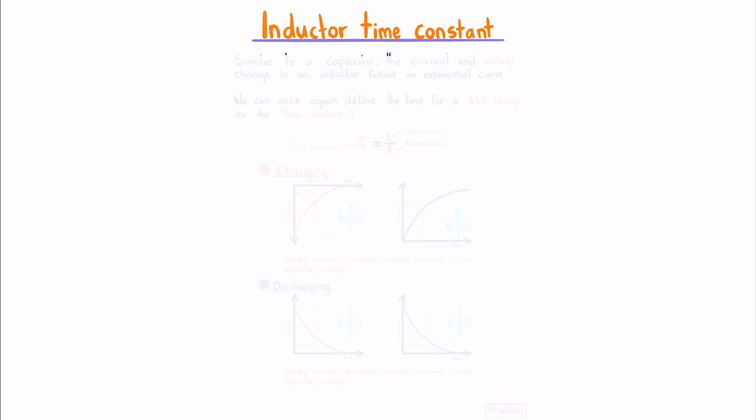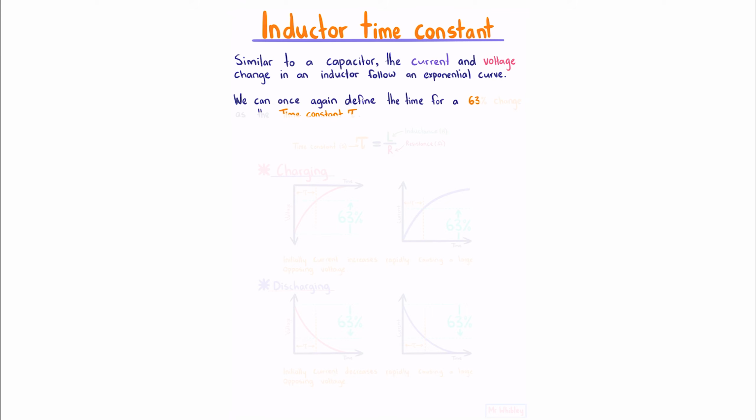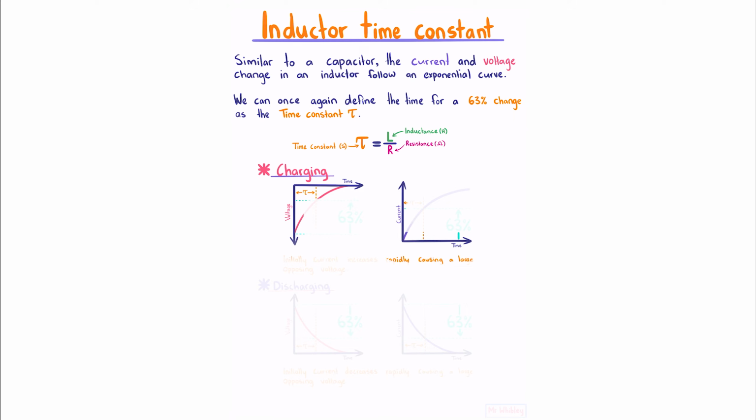Inductor time constant. Similar to a capacitor, the current and voltage change in an inductor follow an exponential curve. We can once again define the time for a 63% change as the time constant tau, where in this case our time constant is the inductance over the resistance. For charging our inductor, if we graph our voltage and our current against time, our current increases from 0 to its maximum value, and the time for it to increase by 63% is, as usual, the time constant tau.